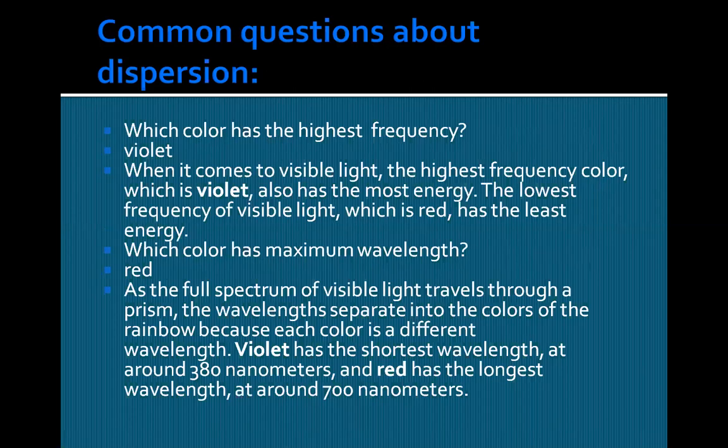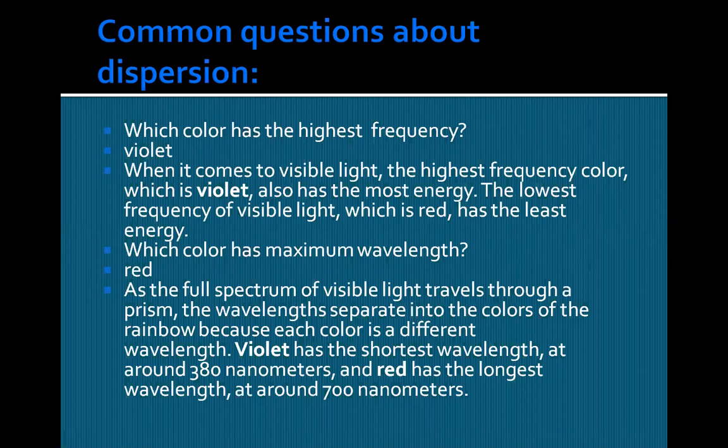So which color has the highest frequency? For the highest frequency, it must have the smallest wavelength. So violet has the highest frequency and smallest wavelength. When it comes to visible light, the highest frequency color, which is violet, also has the most energy. Here frequency means the energy. The more the frequency of the light color, the more the energy it has. The lowest frequency of visible light, which is red, has the least energy.